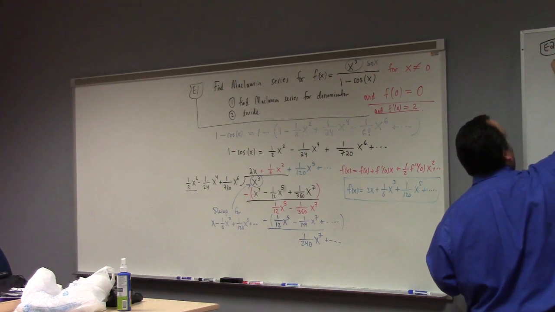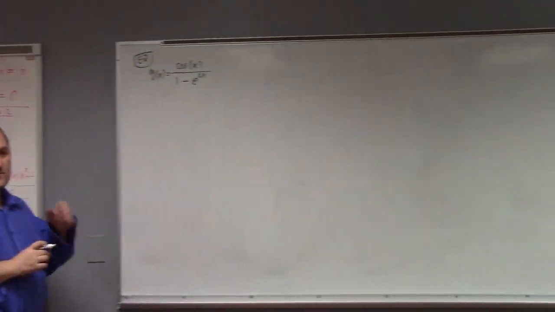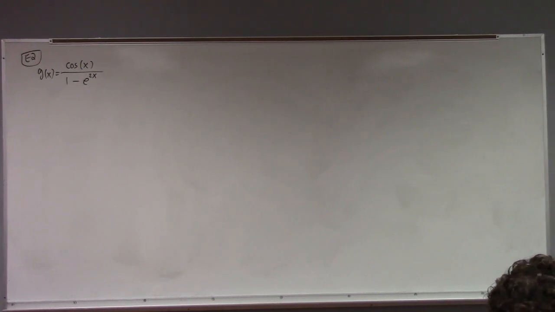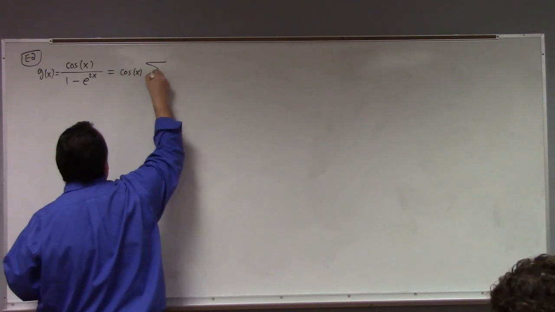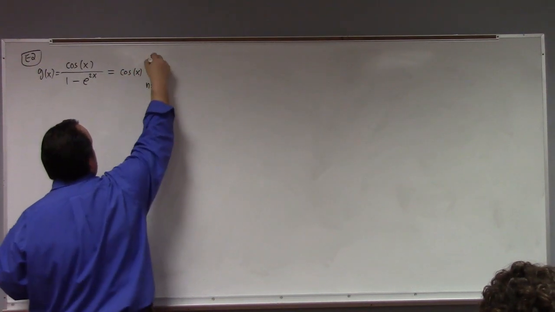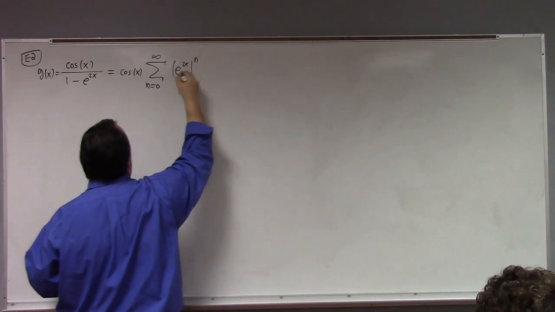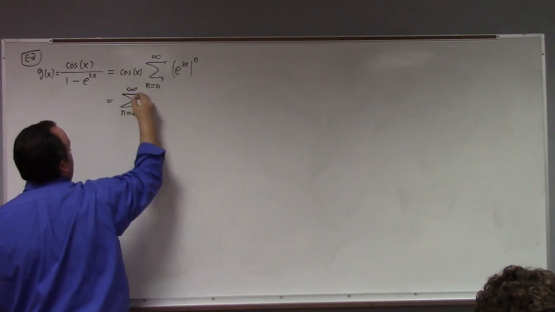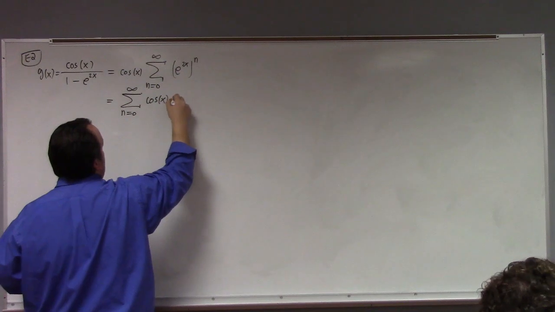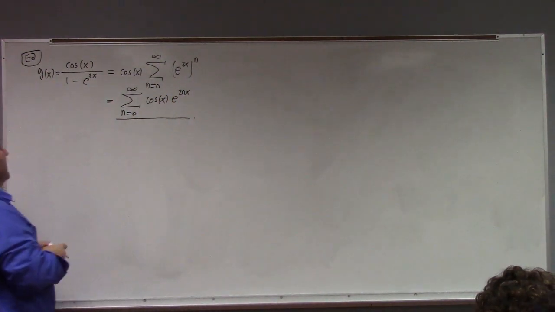Okay, so this is the day of horrible examples, apparently. You're saying, can I go geometric on this thing, right? And yeah, I mean, you can. Sure enough, this is cosine of x times the summation n equals 0 to infinity of e to the 2x raised to the n-fold power. So in fact, this is the sum n equals 0 to infinity of cosine of x times e to the 2nx. This is a series which represents that function.